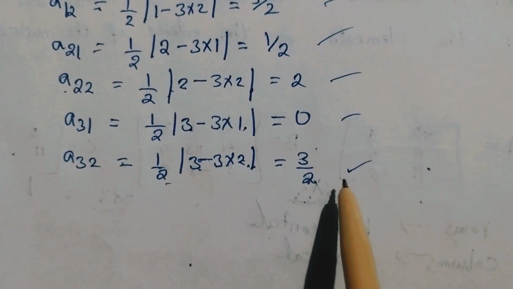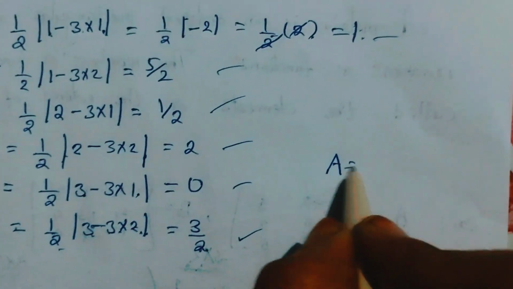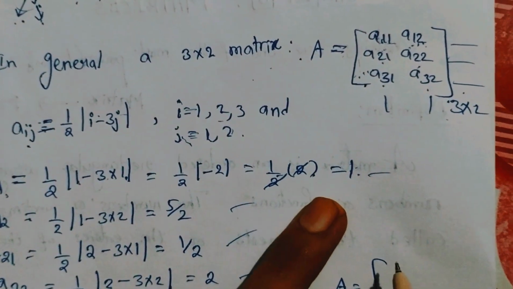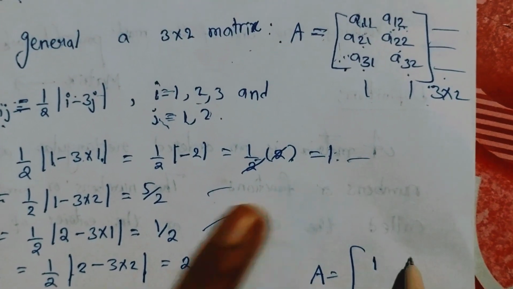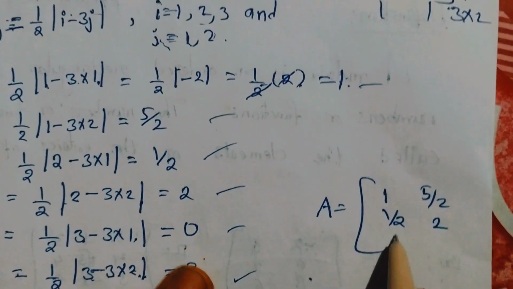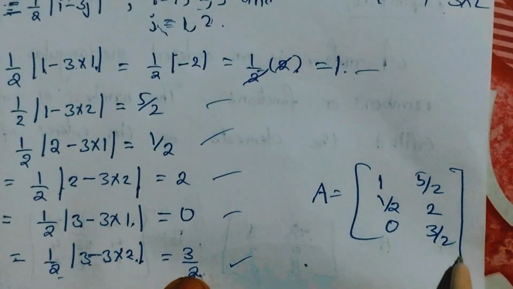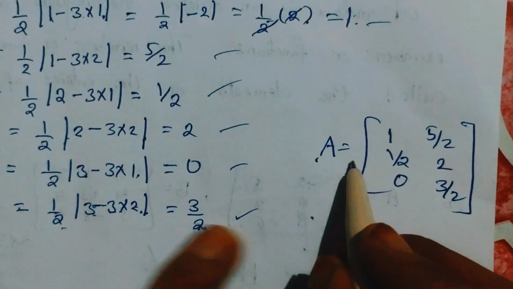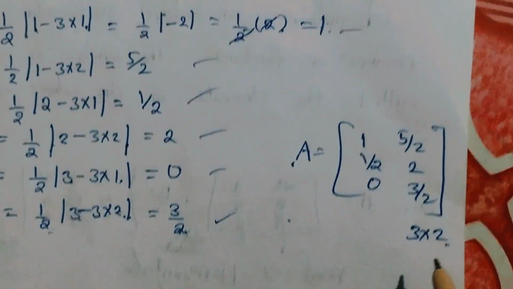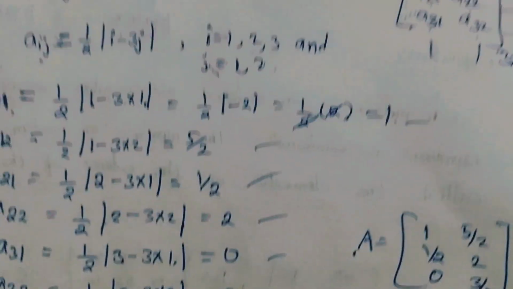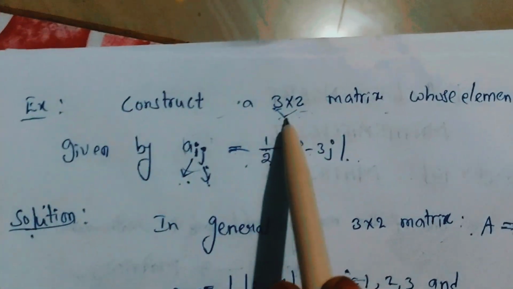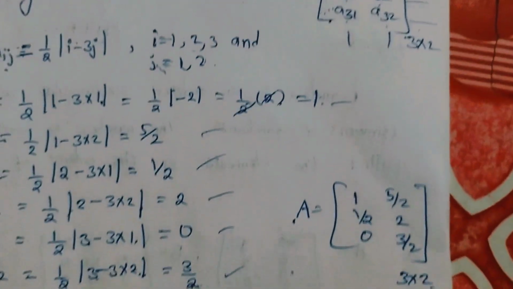Okay. Hence the required matrix A is given by substituting in this matrix. What are the values here? First one is 1, next one is 5 by 2, next one is half, next one is 2, next one is 0, and the last one is 3 by 2. Hence we get the matrix of order 3 by 2. So we constructed the 3 by 2 matrix.